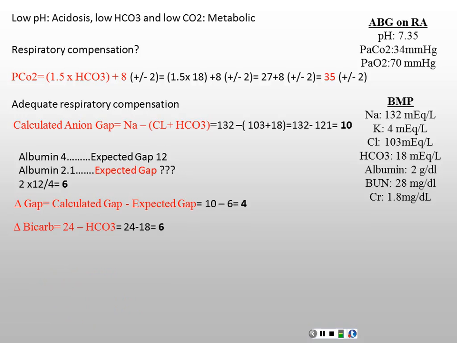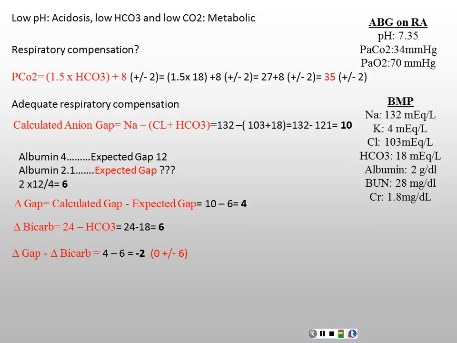Delta gap, delta bicarb. The next step is to see what's the difference between delta gap and delta bicarb. I know in some books they use delta gap divided by delta bicarb, and then you look at whether the number is between 1 and 2 and decide. I think doing delta gap minus delta bicarb is easier than dividing, especially if you are in a test. I think this can be quicker, but both ways are correct. So if we do the calculation here, delta gap minus delta bicarb, 4 minus 6 equals minus 2.